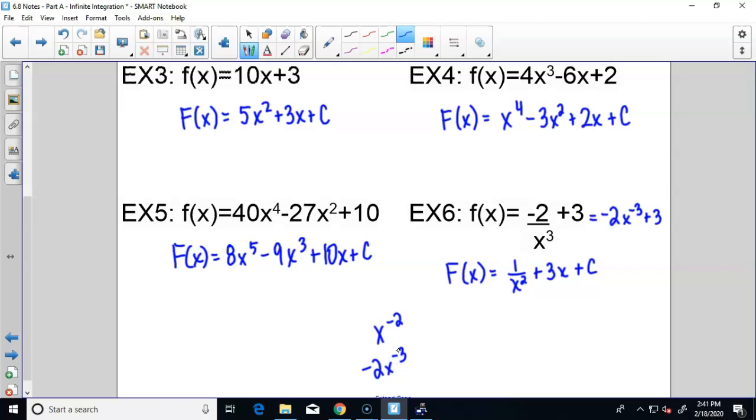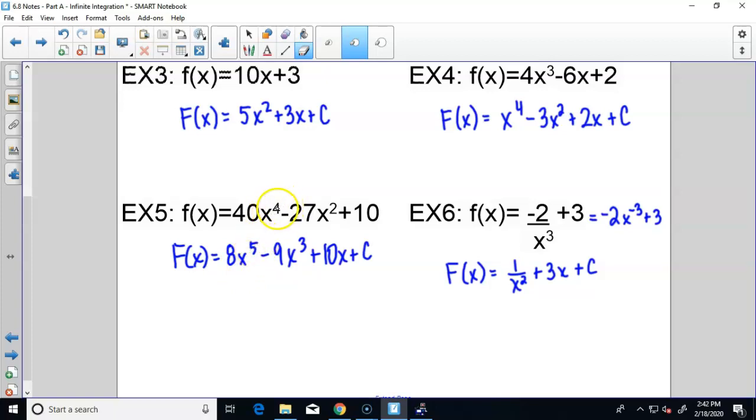Right, so beautiful. Alright, so you may or may not have had time to get every single one of those, but I think you probably are already sort of formulating a shortcut or a rule in your mind that you're using, right? What are you doing each time in order to come up, like for example, from 40x to the 4th, how do you get to 8x to the 5th?